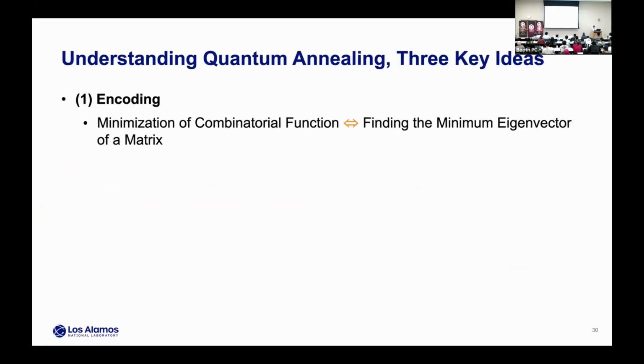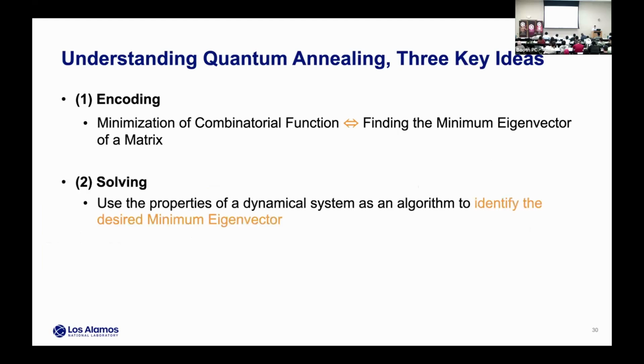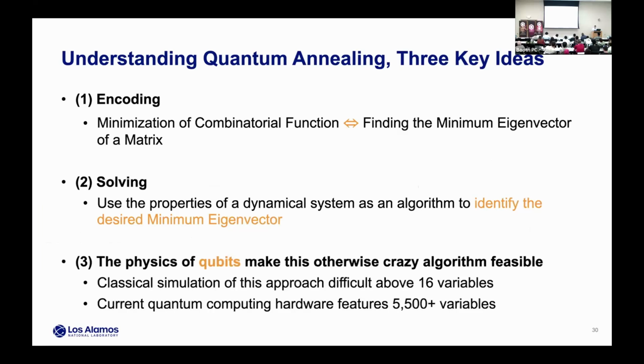To understand this, there are three big ideas. The first one is encoding. We're going to take a minimization of a combinatorial optimization problem, and turn it into finding the minimum vector of a matrix. The second one is how we solve that. We're going to use that dynamical system, the Schrodinger equation, as an algorithm to find the minimum vector of a given large matrix. And the third point is that the physics of qubits makes this algorithm possible.